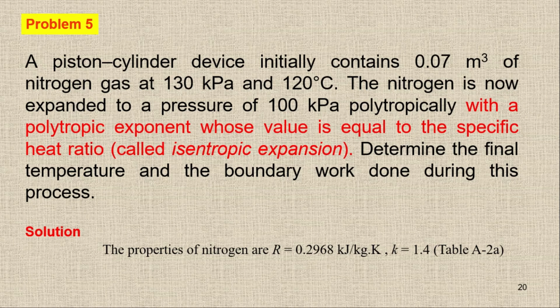The universal gas constant is normally used when we have number of moles. So we have the value of R and we have the value of k. Normally this k is the ratio of Cp upon Cv, which for nitrogen is 1.4. The polytropic exponent is equal to the specific heat ratio, so n is equal to k, which is 1.4. Now we have V1, P1, T1 and P2, and we have to find T2.